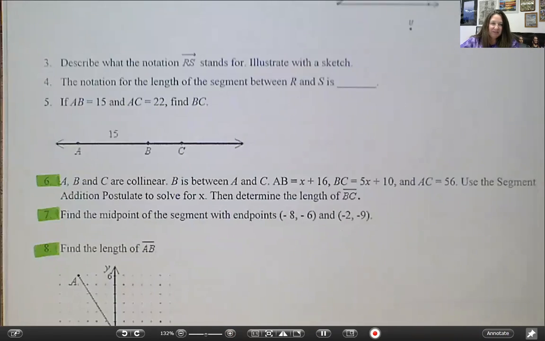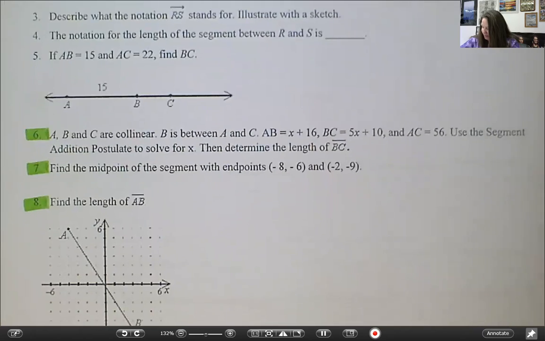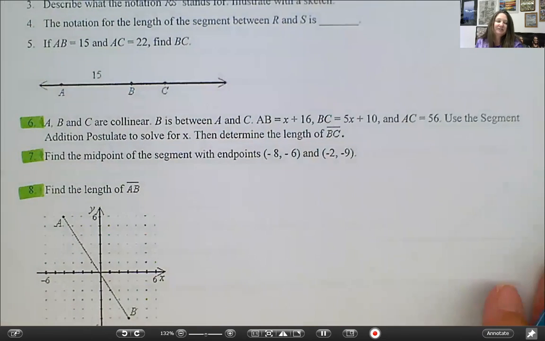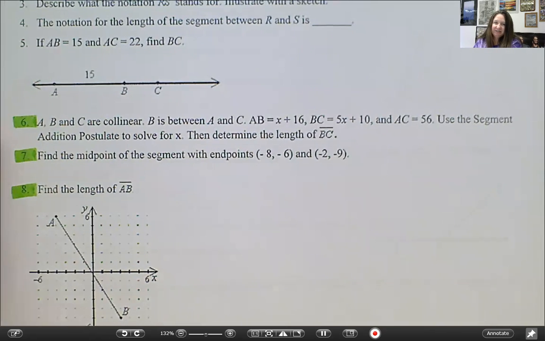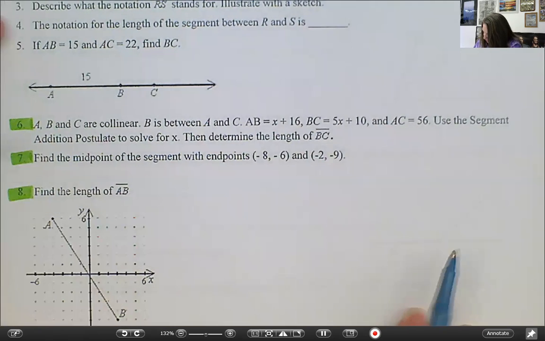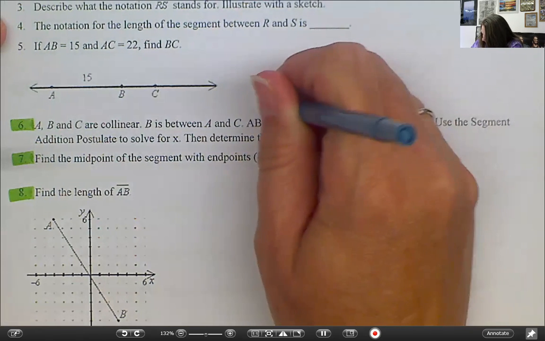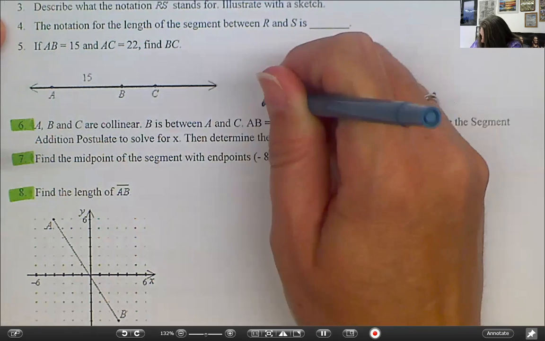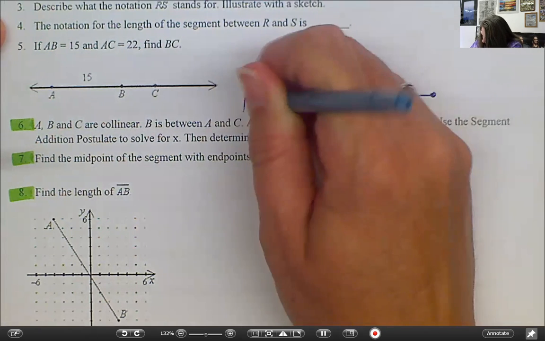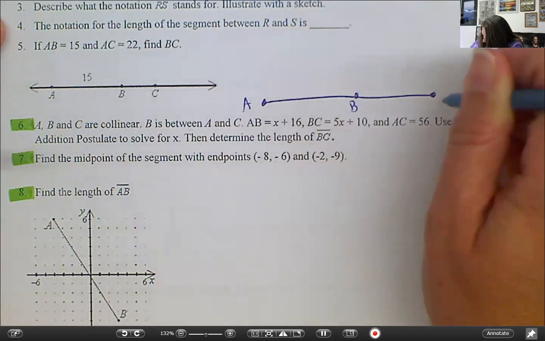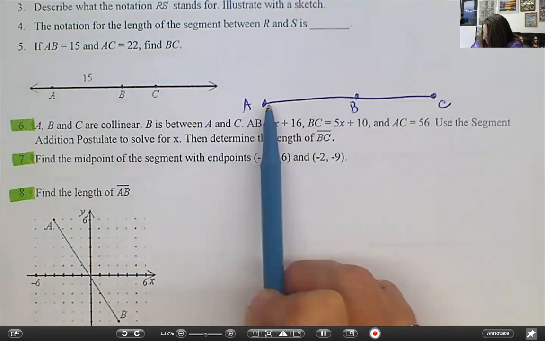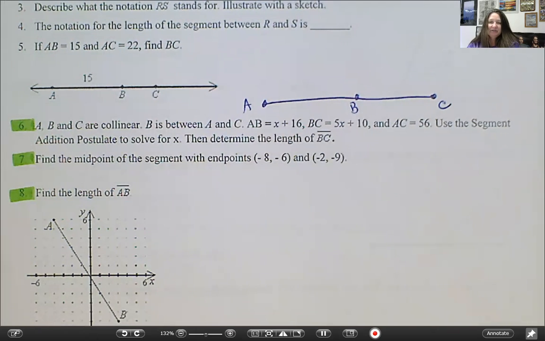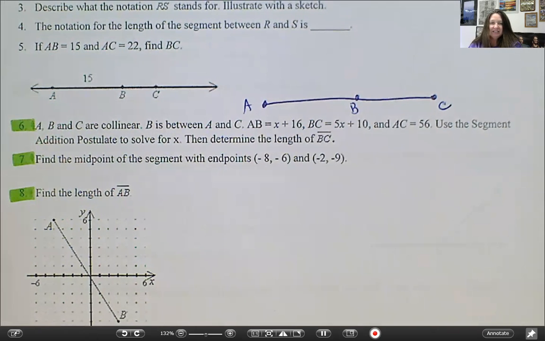All right, what we want to begin with are a few problems here at the bottom of that first page. Starting with number 6, we see that we have A, B, and C are collinear. And again, you might want to just draw that sketch out. If we know that A, B, and C are collinear, and B has to be in between A and C, we've got them on that line in that order.